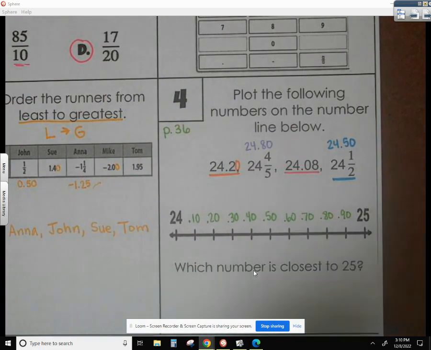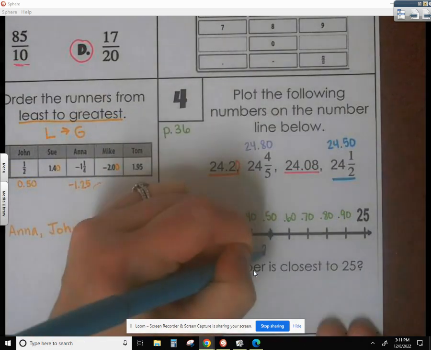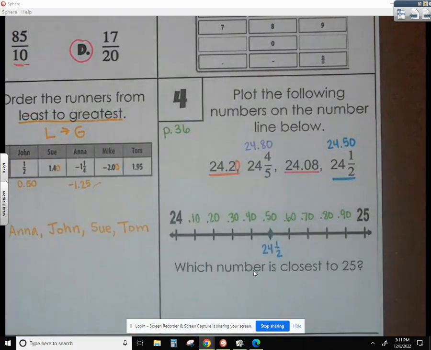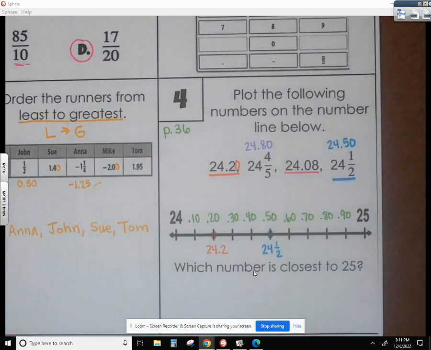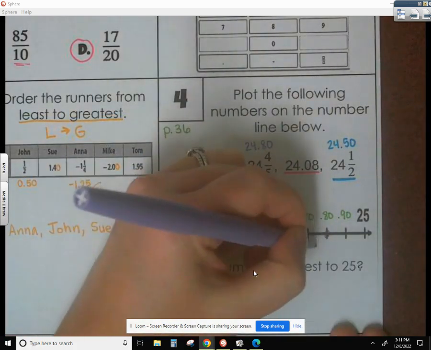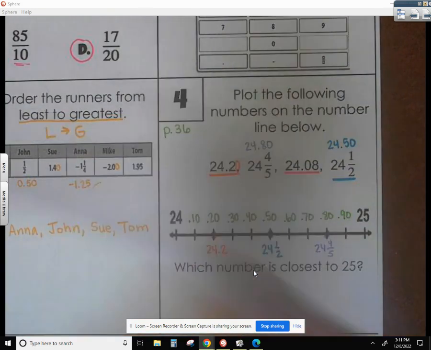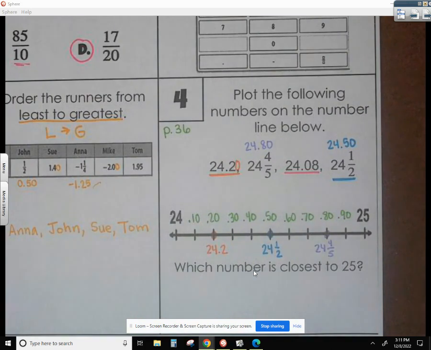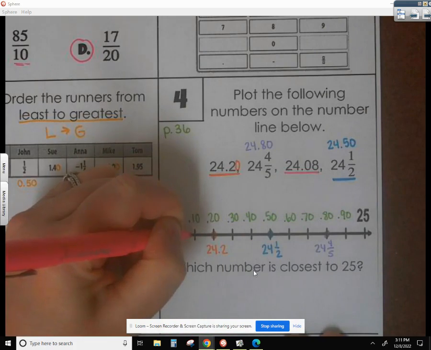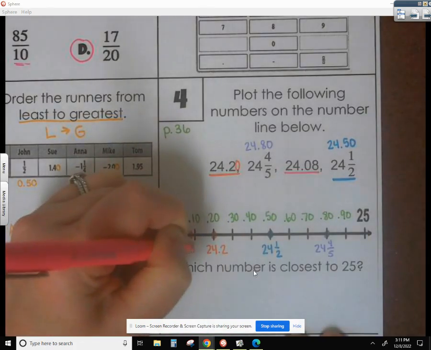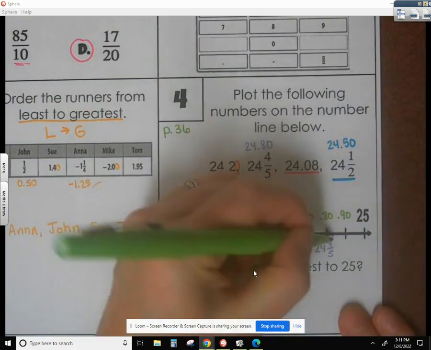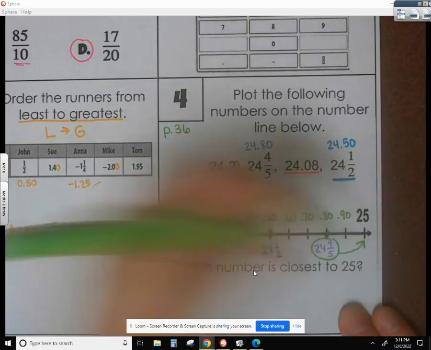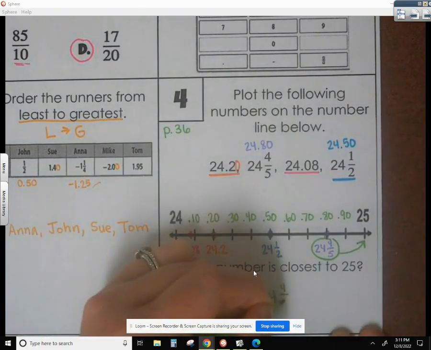So 24.8, or if you add a 0 on the end, $24.80. A lot of these are already on our number line. So 24.50 we already had there. So that's 24.5. 24.20 is already there, so 24.2. And 24.80 is already there, so that was 24 4/5. The only one that's not already marked on our number line is $24.08. So that's going to be right before the 10-cent mark, right? So we have $24.08. Okay, so the question at the bottom says, which number is closest to 25? So the one that we put closest to the 25 is 24 4/5.